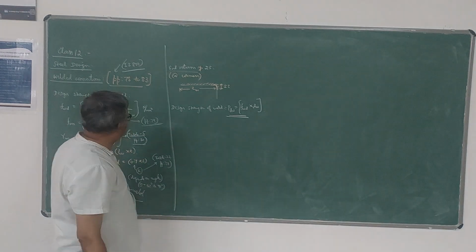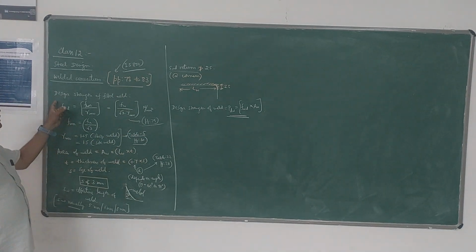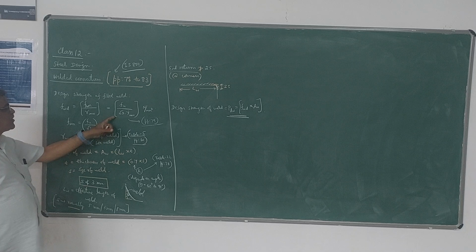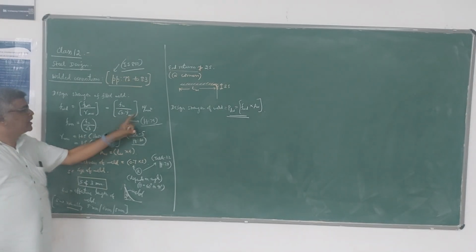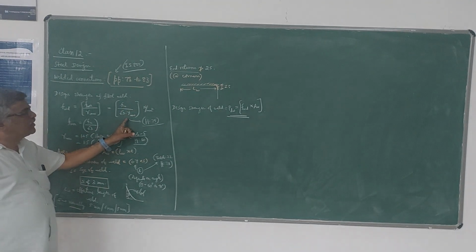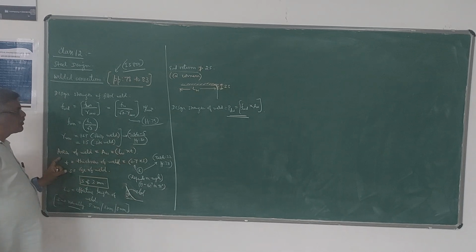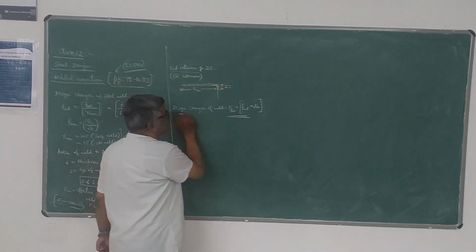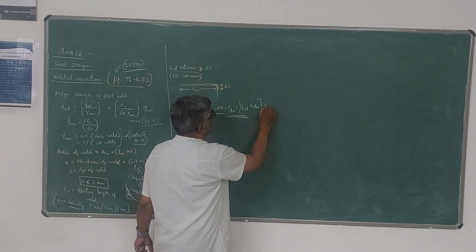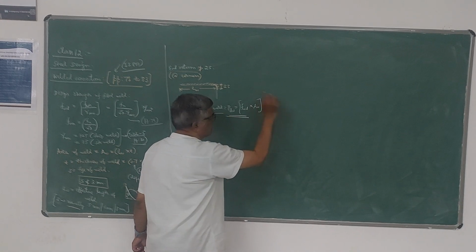Therefore, from this stress value, the design strength of fillet weld in terms of stresses in Newton per mm square, you are going to get using this formula. When this is multiplied by the area of the weld, you get what is called the design strength of weld. This is normally expressed in newtons or kilonewtons.